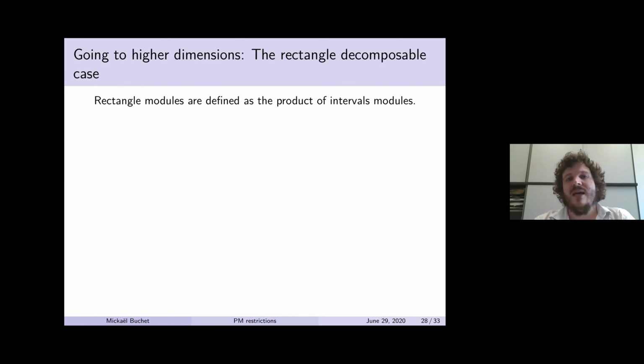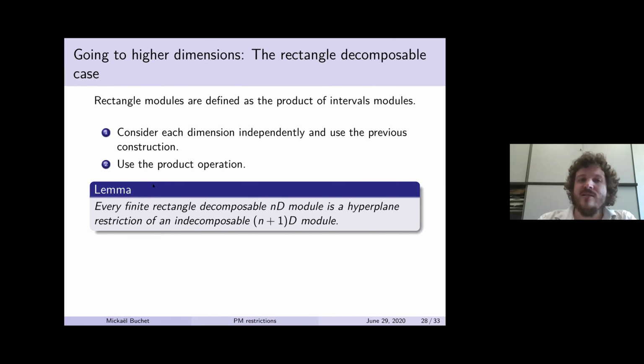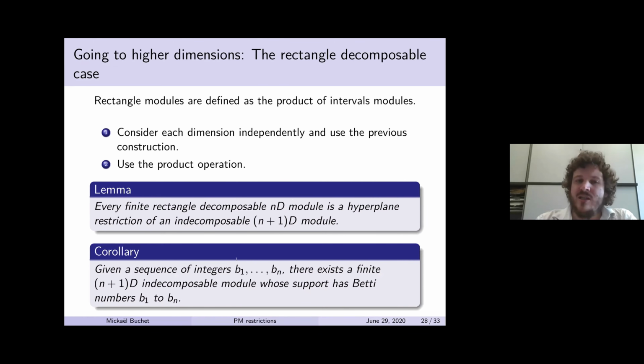One problem is that it's not as easy. The easy case is rectangle decomposable. So a rectangle module is just a module which is defined as a product of intervals. And you can just look at each dimension independently, use the previous construction, use the product operation smartly, and then you get that every finite rectangle decomposable nD module is a hyperplane restriction of an indecomposable n+1 D module. The consequence is, I was talking about non-trivial topology, I can actually fix my Betti numbers from 1 to n, and you can find a module with that support, and that's easy to build using this rectangle decomposable.